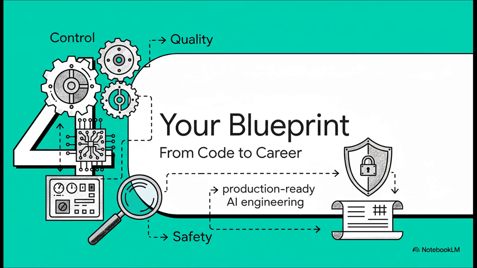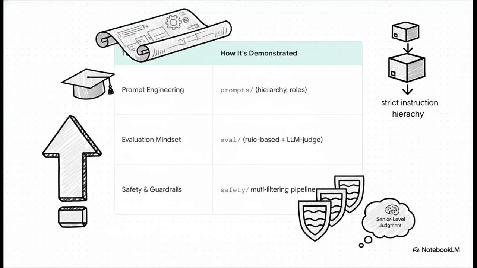All right, let's bring it all together. Control, quality, and safety. These aren't just isolated topics. They are a single, unified blueprint. This is the foundation for moving from writing simple scripts to doing professional, production-ready AI engineering. And here's why this really matters for you. This blueprint isn't just about writing better code. It's about building a better career. When an interviewer asks you about prompt engineering, you can talk about implementing a strict instruction hierarchy. When they ask about safety, you can describe your multi-stage filtering pipeline. This is how you demonstrate senior-level judgment, not just basic coding skills.